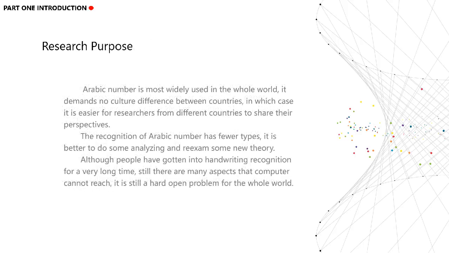The second one is the research purpose. Why do we do this project and what's the worth of it? So the Arabic number is most widely used in the whole world. It demands no culture differences between countries, in which case it is easier for researchers from different countries to share their perspectives. The recognition of Arabic number has fewer types, so it is better to do some analyzing and re-examine some new theory. And although people have gotten into handwriting recognition for a very long time, still there are many aspects that computer cannot reach. It is still a hard problem for the whole world.